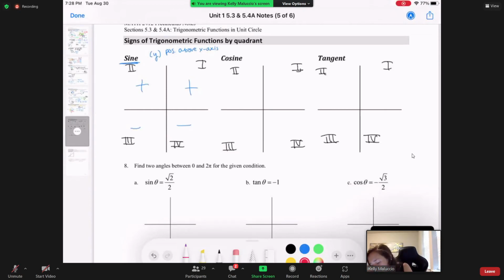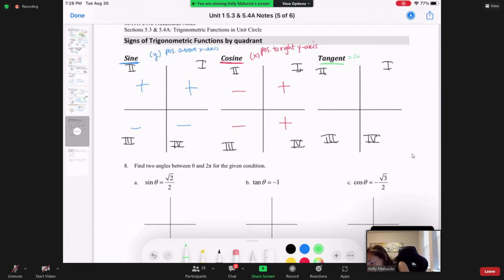Then we have cosine, which we'll do here, which is the x value. So it's always positive to the right of the y-axis. So it's positive here and positive here, because that's where x is positive, right? Negative here, negative here. And then last but not least, we have tangent.